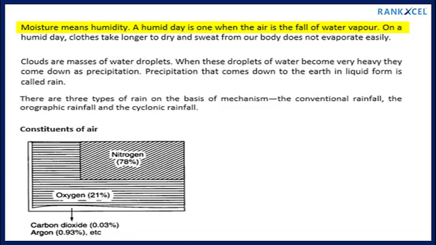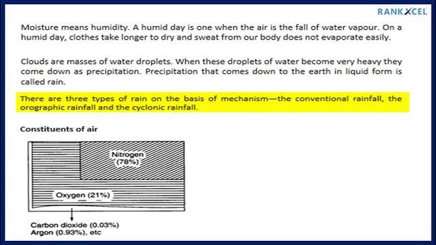Moisture means humidity. A humid day is one when the air is full of water vapor. On a humid day, clothes take longer to dry and sweat from our body does not evaporate easily. Clouds are masses of water droplets. When these droplets of water become very heavy, they come down as precipitation. Precipitation that comes down to the earth in liquid form is called rain. There are three types of rain on the basis of mechanism: the convectional rainfall, the orographic rainfall and the cyclonic rainfall.